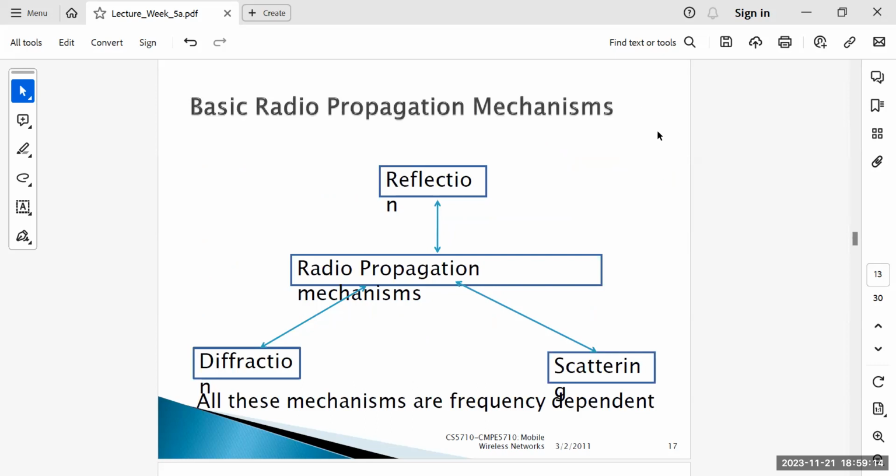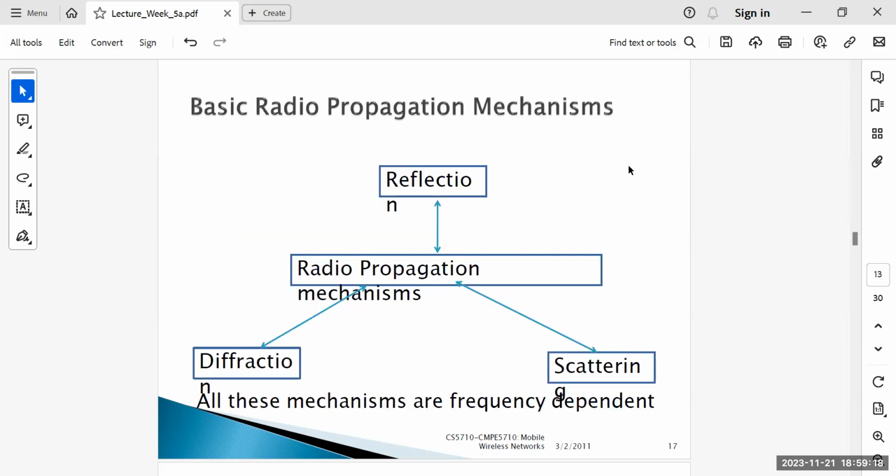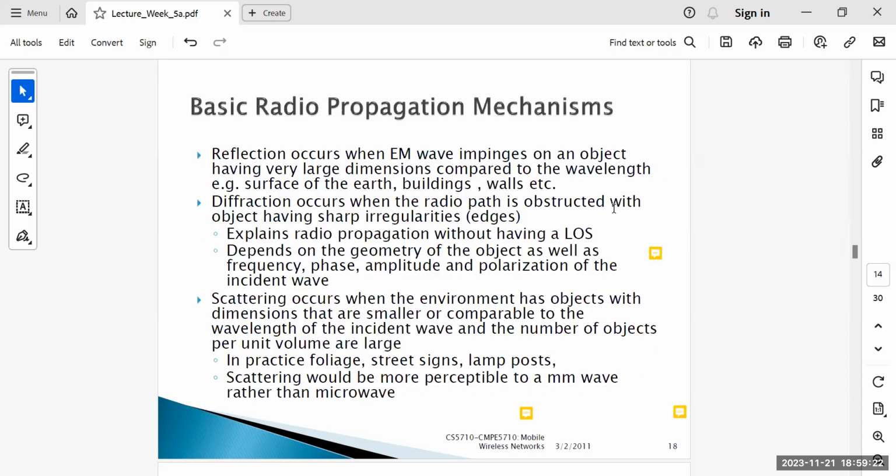The basic propagation mechanisms we will talk about are reflection, diffraction, and scattering. But first, let's see reflection. Reflection occurs when an electromagnetic wave impinges on an object having a very large dimension compared to the wavelength. As you know, the wavelength is inversely proportional to the frequency. And what we want is that the object has a very large dimension.